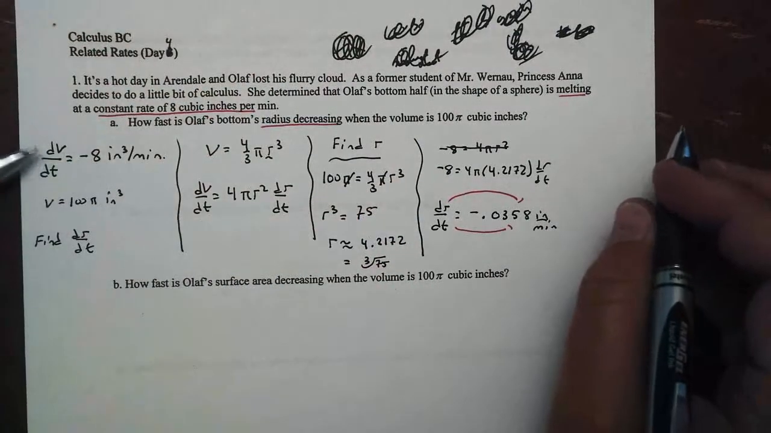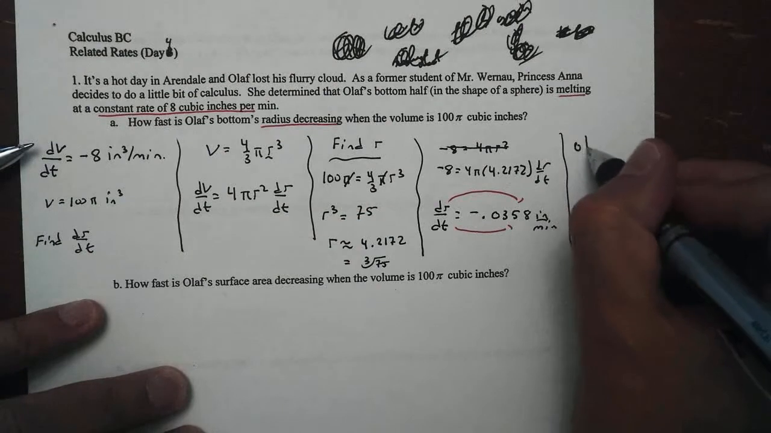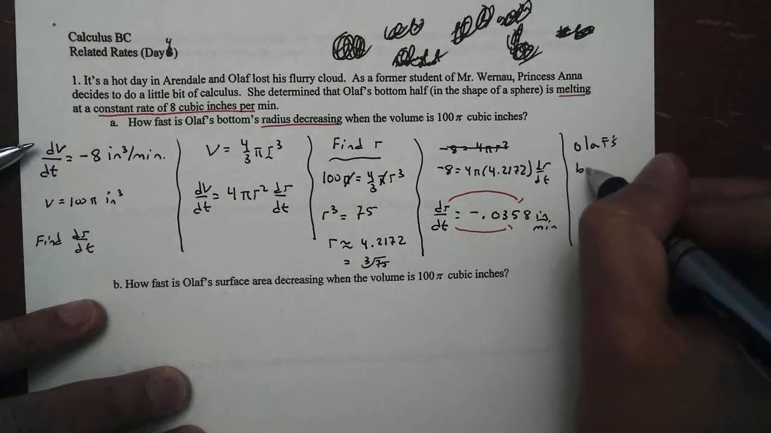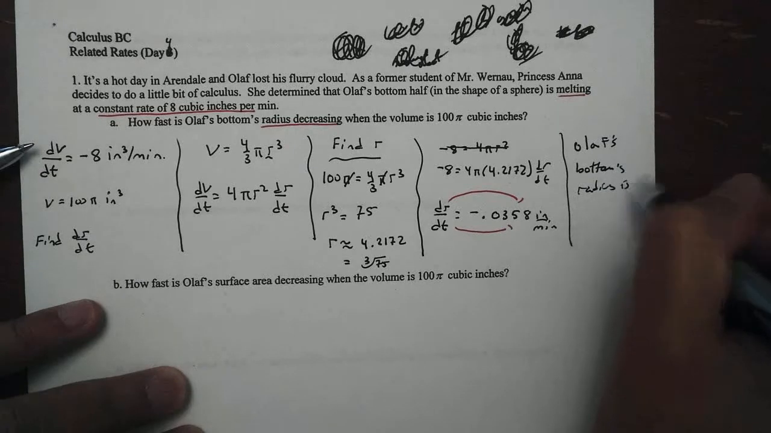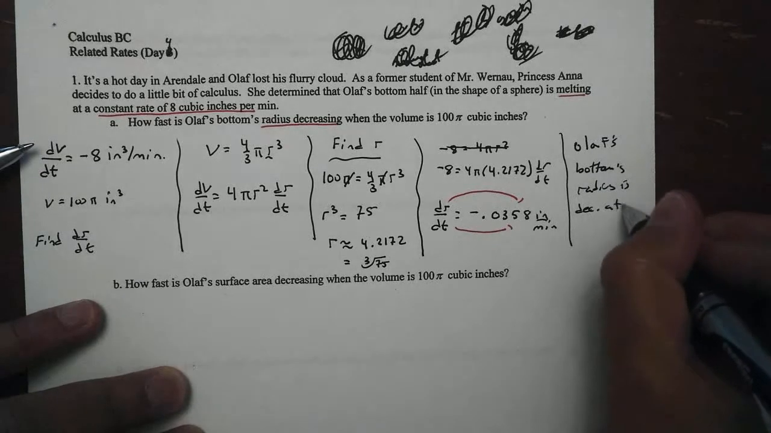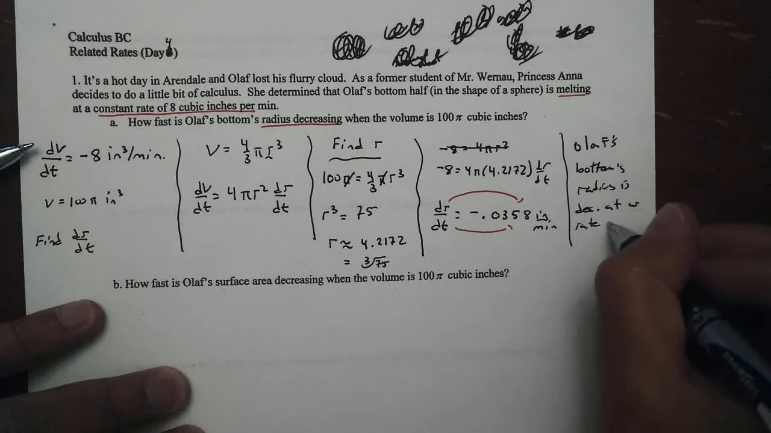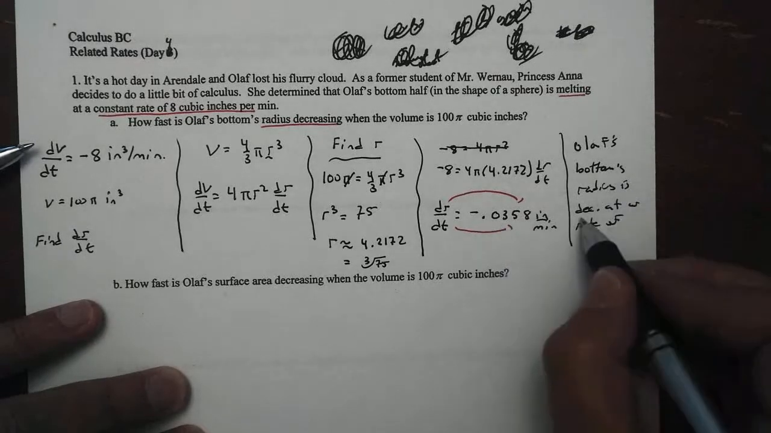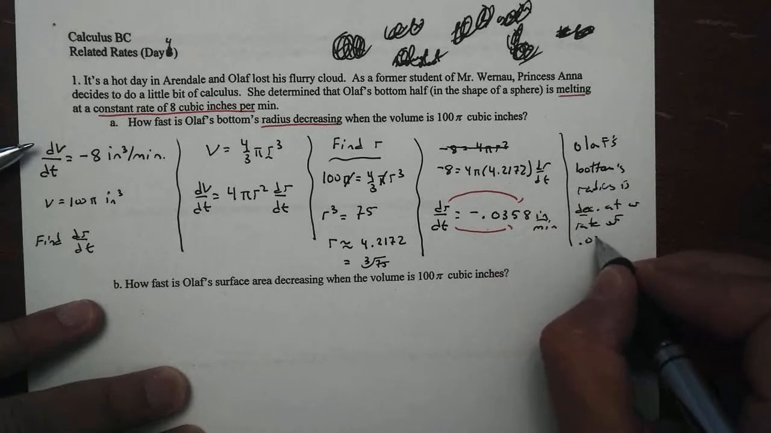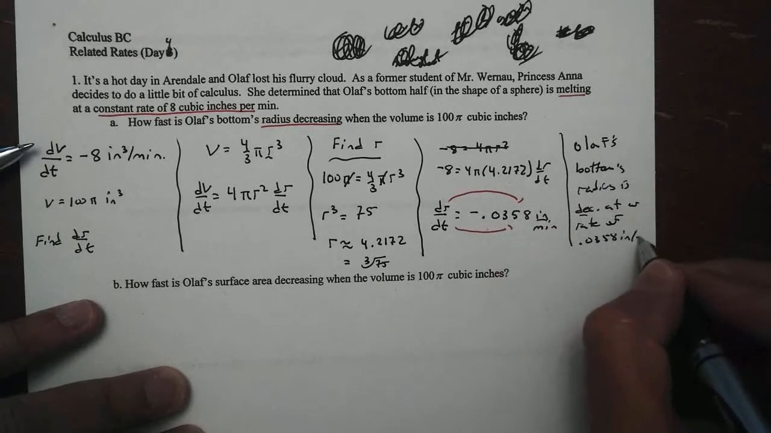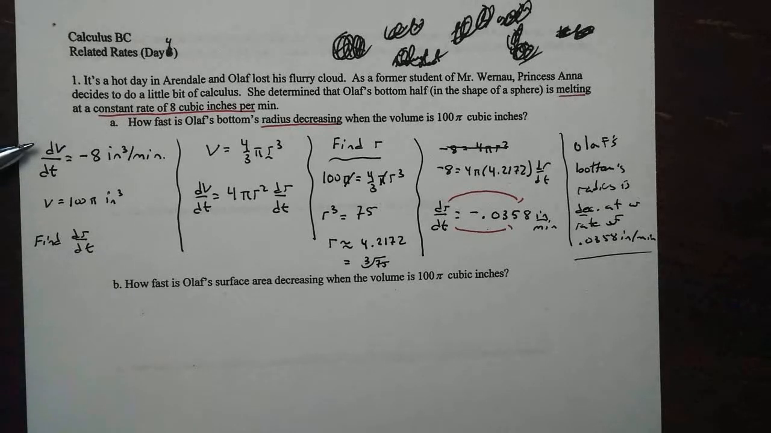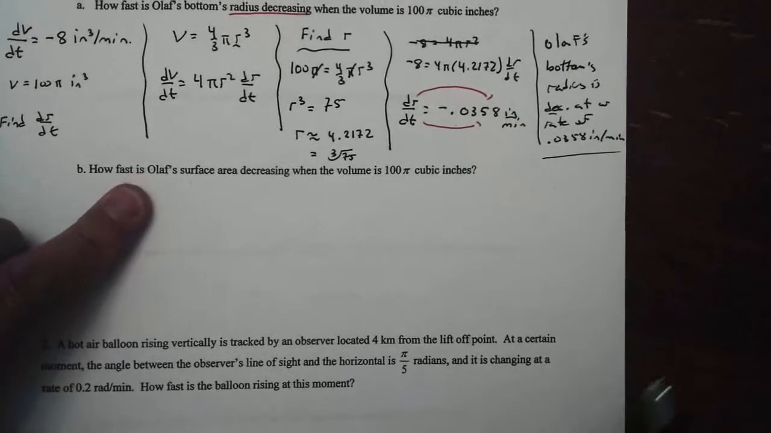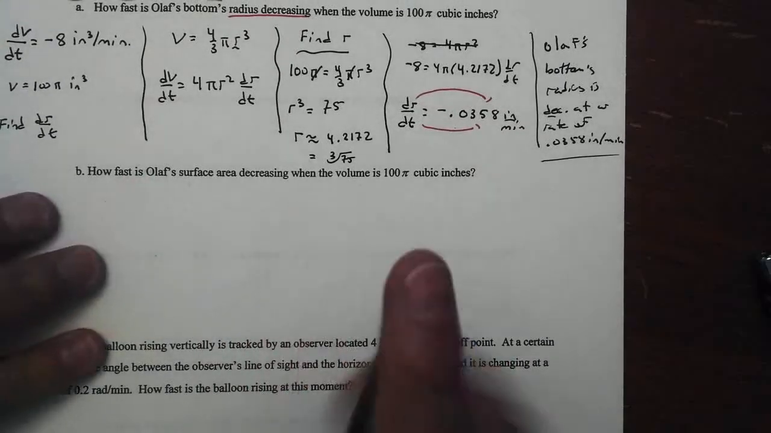So we can say that Olaf's bottom's radius is decreasing at a rate of, remember, it's decreasing, we already said that, so we keep this positive, 0.0358 inches per minute. And that would be our answer right there. Very easy to do. Alright, the next question asks, how fast is Olaf's surface area decreasing now?